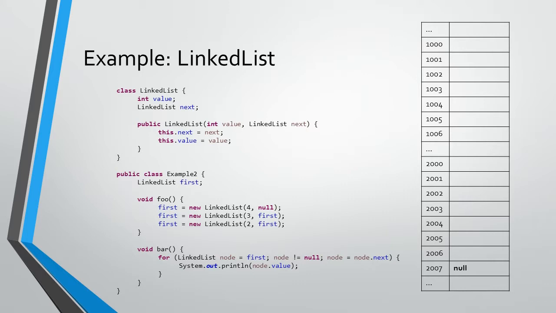Now, how is the memory used with objects? Let's look at a simple linked list. Right here in this example, there is a very basic implementation of a linked list. Usually you would add more functions like get and set next and get value. I didn't do that this time to save some space. So we have two functions. The first function foo creates a linked list with the values 2, 3 and 4 in that order and stores it in a global variable. The function bar then cycles through this list and prints all its elements.